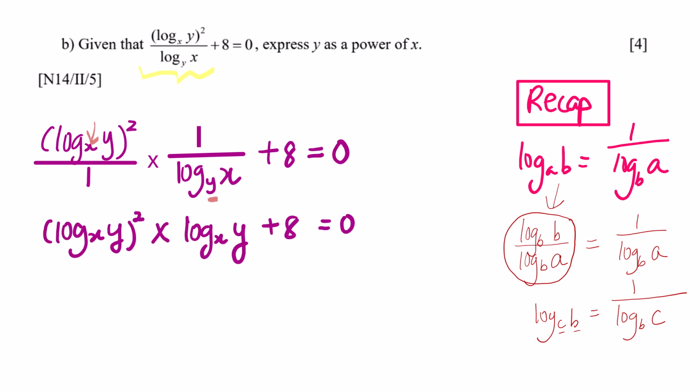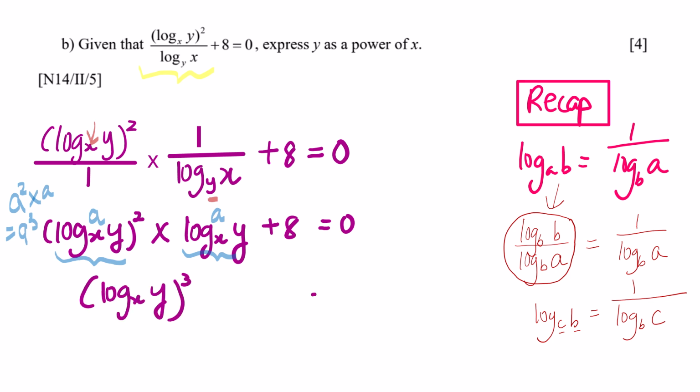Right, so if you cannot visualize this, you can actually use the substitution method. Substitution method is a very powerful method. If you're going to replace log y base x with a, that will give us a squared, right? And this will just be a. So I have a squared times a, and that gives me a cubed, right? So I'm going to replace a with log y base x. So this is how you get it.